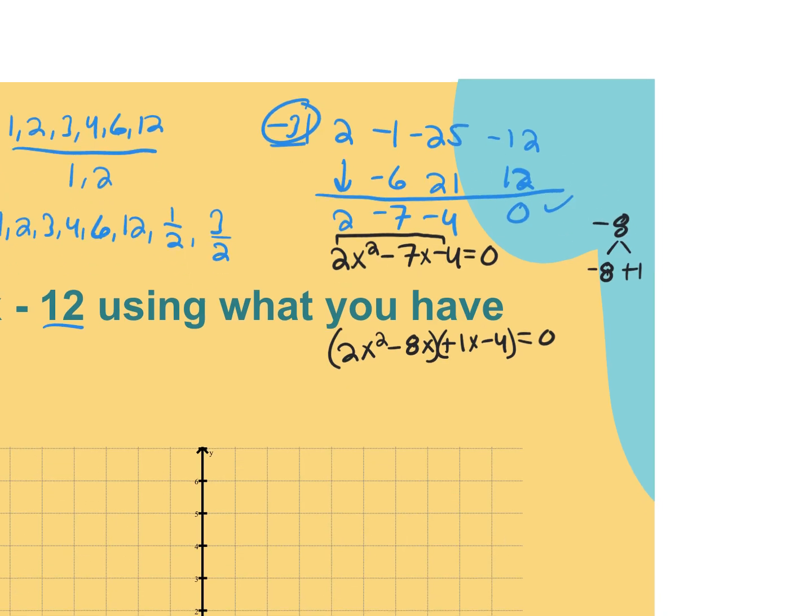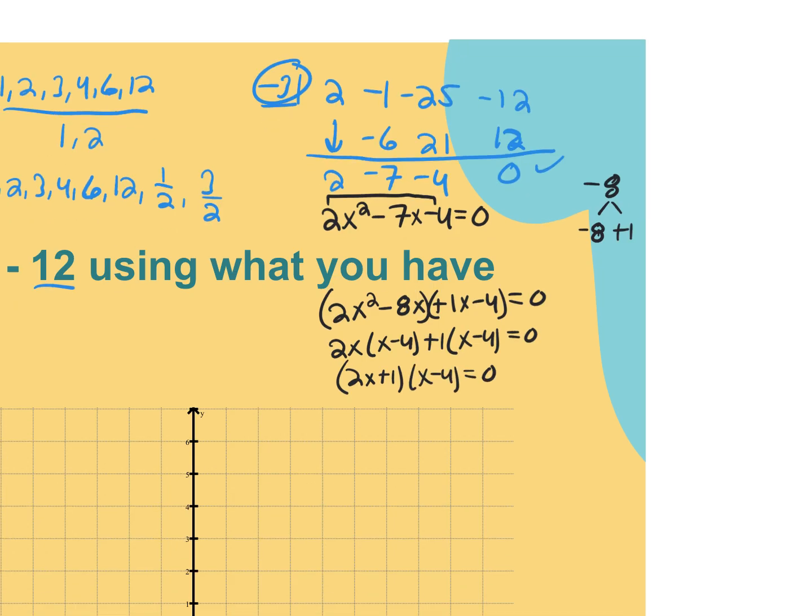All right, I think in class I do the slide and divide, right? That's perfectly fine as well, right? But I'm just showing you another way to do it, right? So 2x times (x minus 4) plus 1 times (x minus 4) equals 0. And then we get (2x plus 1) times (x minus 4) equals 0, all right?